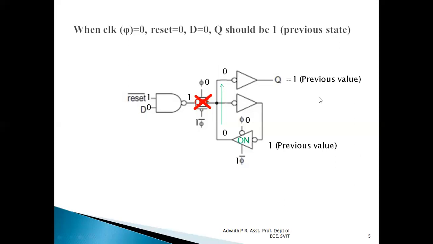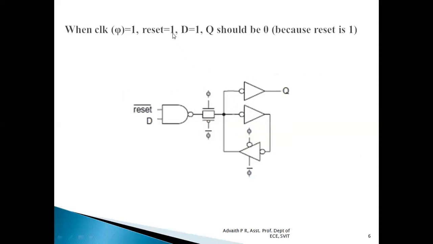Similarly, let us consider a condition where reset is high. When reset is 1, no matter whatever the D input is, the Q output should be equal to 0 because reset is 1. Let us consider that. When clock is high, clock bar is low. Clock high value is given to the NMOS transistor here, and 0 is given to the PMOS transistor. So this entire transmission gate is on, whereas this tri-state is off. If the tri-state is off, it acts as an open switch.